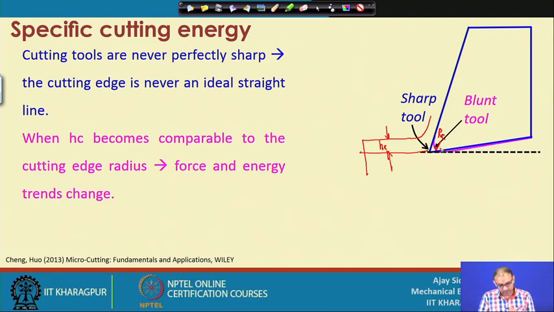So, you are not talking about the sharpness of the cutting tool when you cut in macro scale or conventional machining, but this sharpness again plays an important role when we do the same cutting at the micro scale.